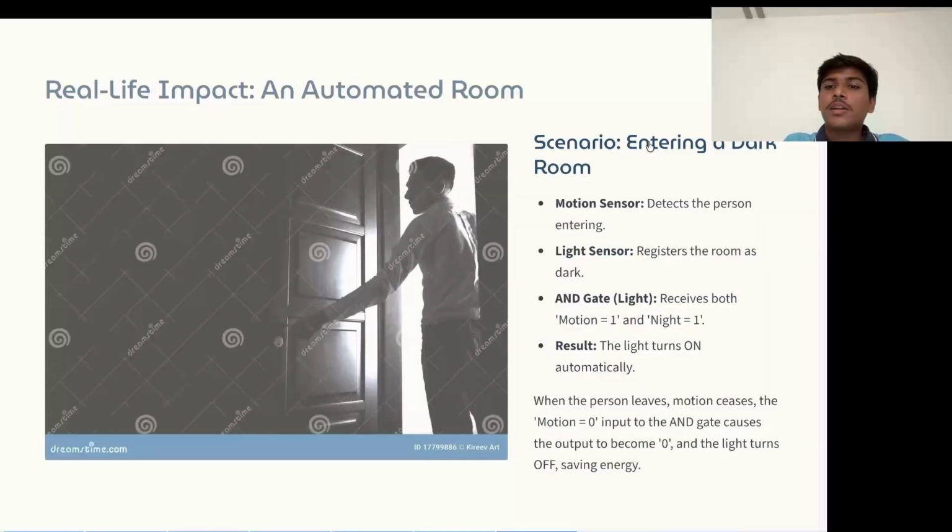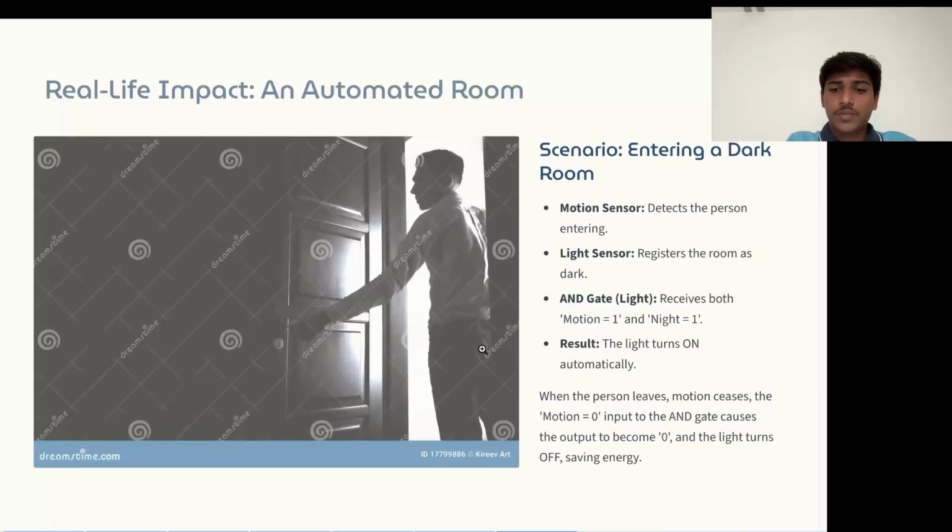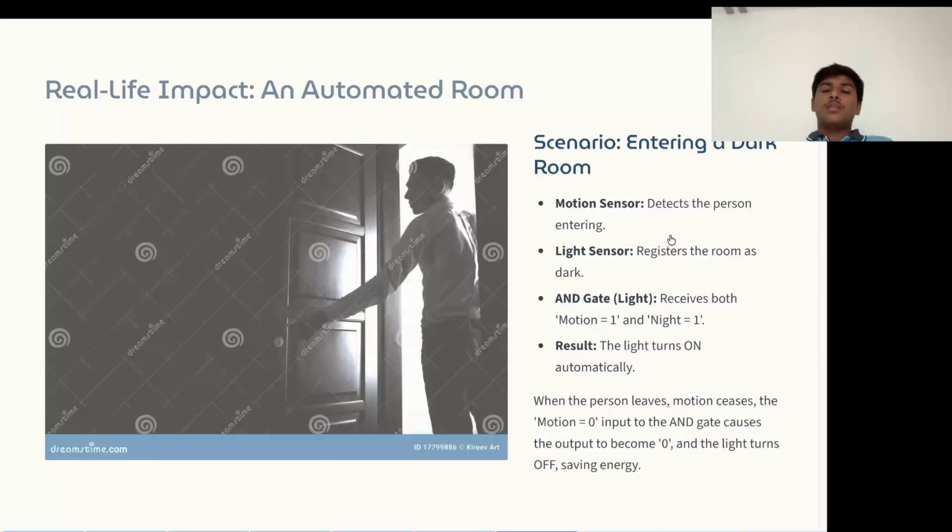Real life impact on an automated room. Here is the scenario of entering a dark room. The motion sensor detects a person entering. The light sensor registers the room as dark, and the AND gate receives both signals: motion is equal to 1 and night is equal to 1. The result: the light turns on if both conditions are satisfied, meaning both sensors detect that a person is entering and the room is dark. Both conditions are true, and as a result the light turns on automatically.